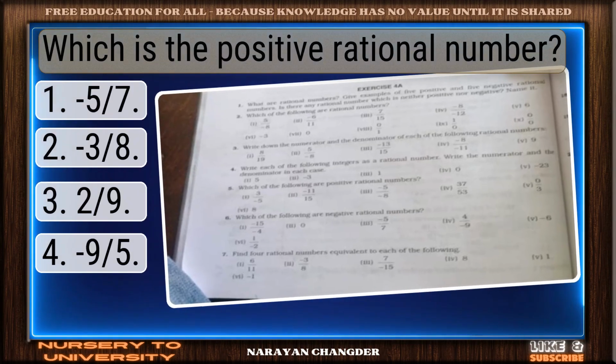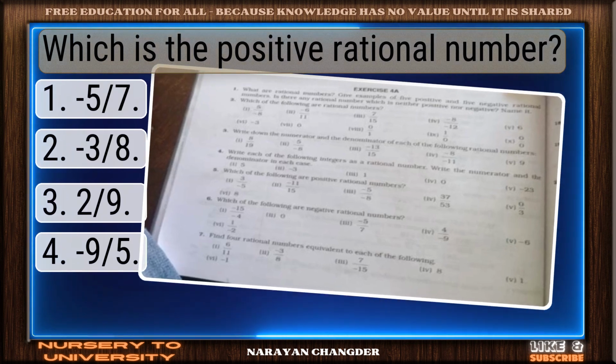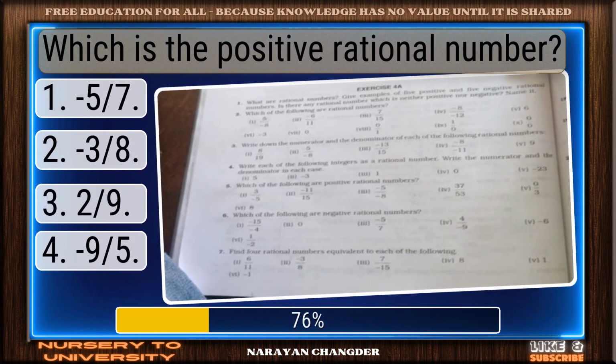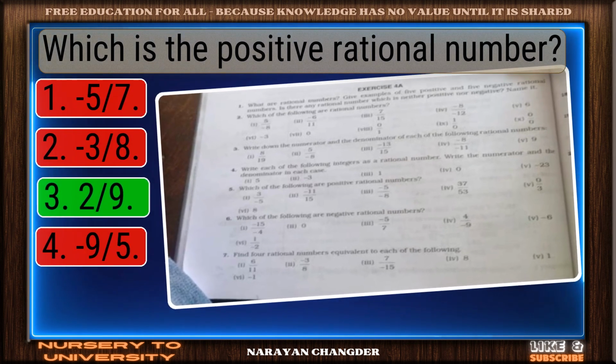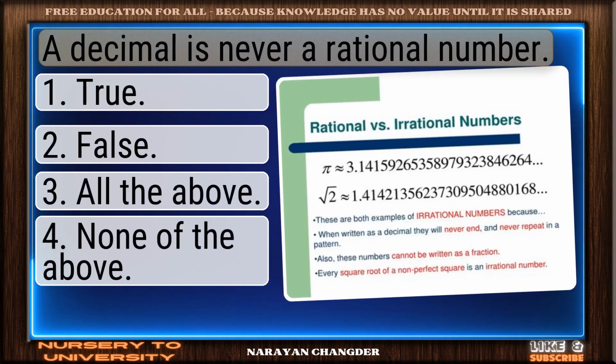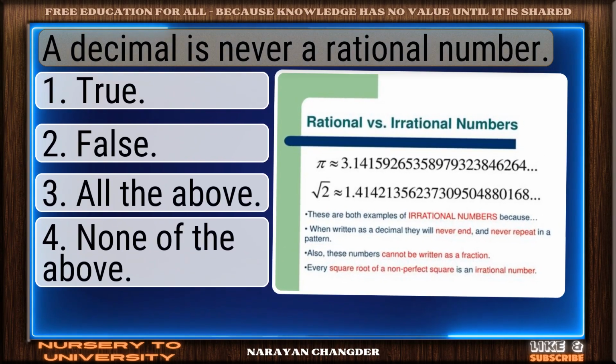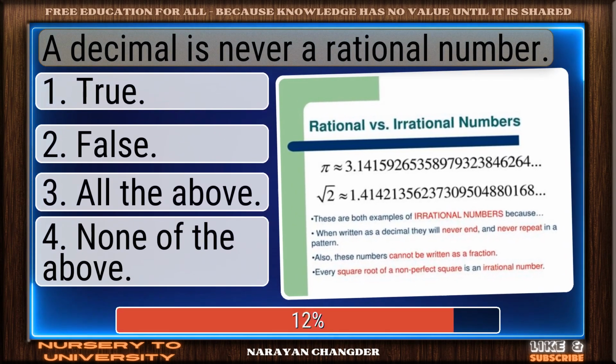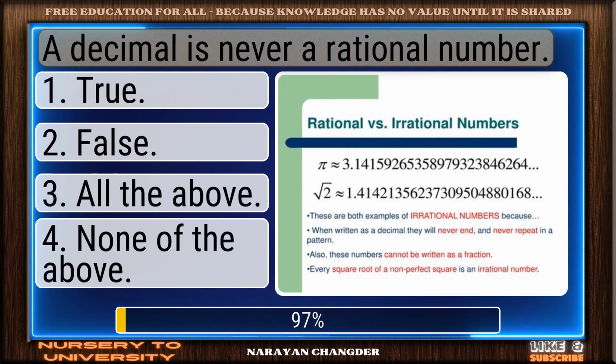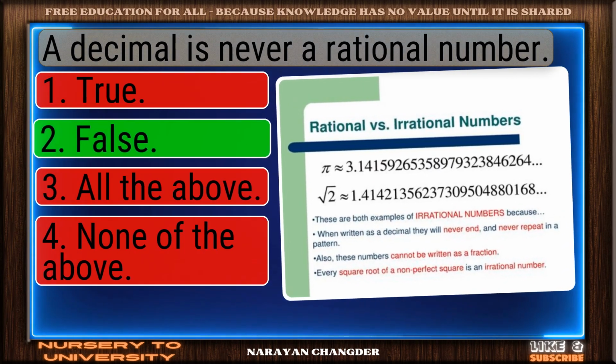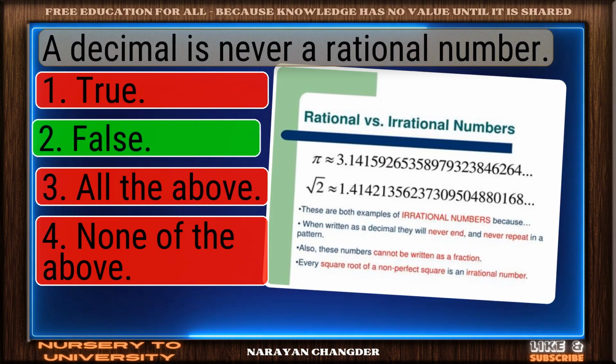Question number 52. Which is the positive rational number? Valid point. 2/9 is true. Question number 53. A decimal is never a rational number. Smart move. False is an accurate answer.